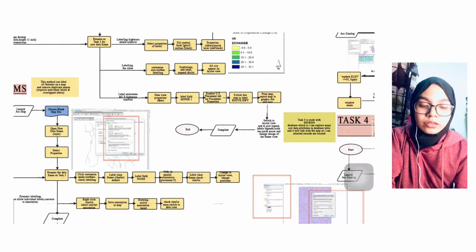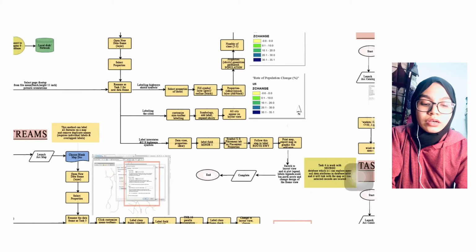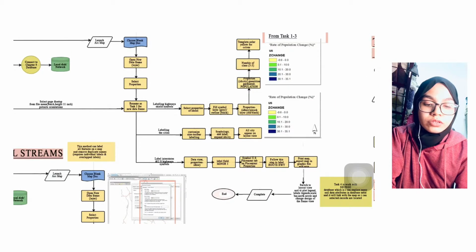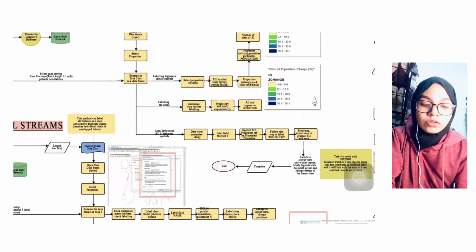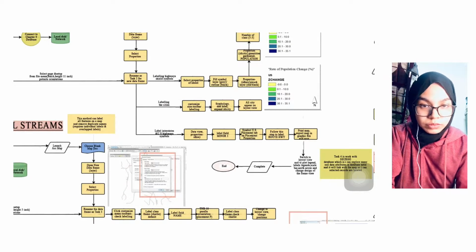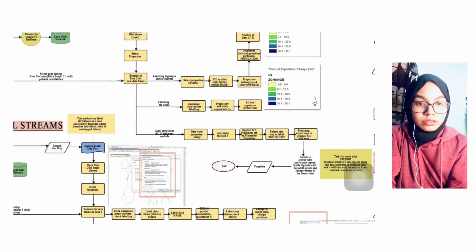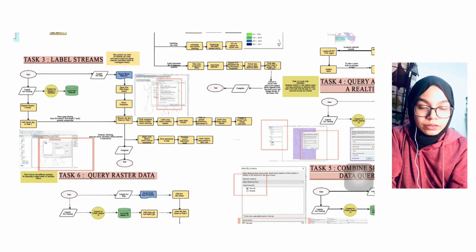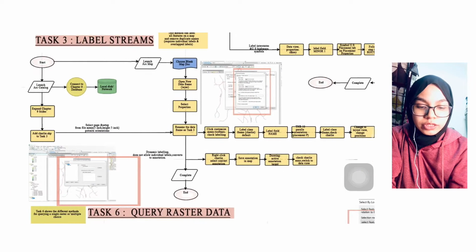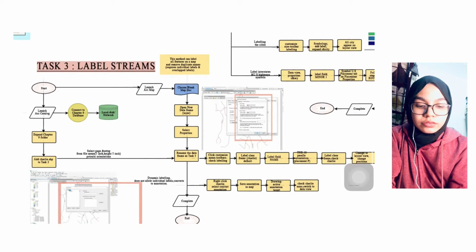Then the symbol is divided into how to label the highway symbol, labeling the cities, and labeling the interstate highway symbols. So then label the stream. This method can label all features on a map and remove duplicate names that require individual labels and overlapping labels.